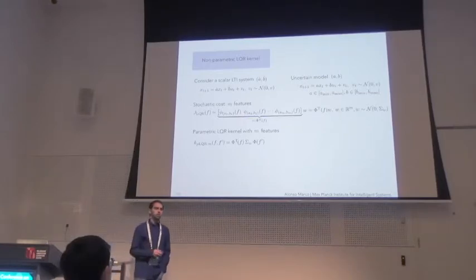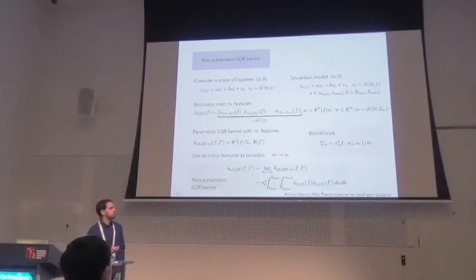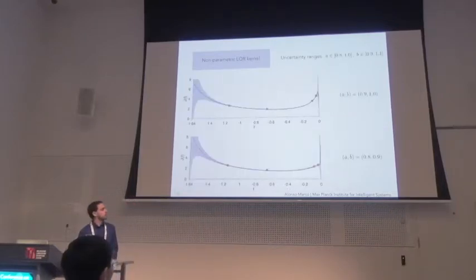Now the thing is, why not use an infinite number of features? Well, the more features we use, the heavier the computation of this kernel becomes. However, in order to address this problem, we use something that is called the kernel trick. This is a trick that is used to make the limit of the parametric kernel, when we use infinite features, converge to an integral. So the idea is to propose the variance of the weights to be a diagonal matrix where the elements are inversely proportional to the number of features. If we do that, we can ensure that this limit is going to converge to an integral that we can solve in finite time. So this is what we call the non-parametric LQR kernel.